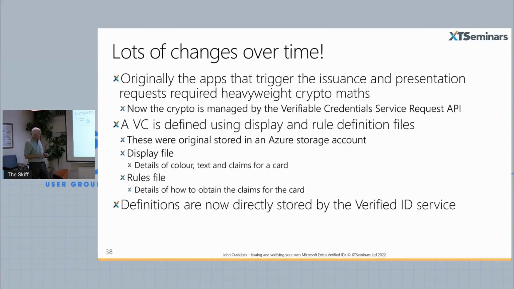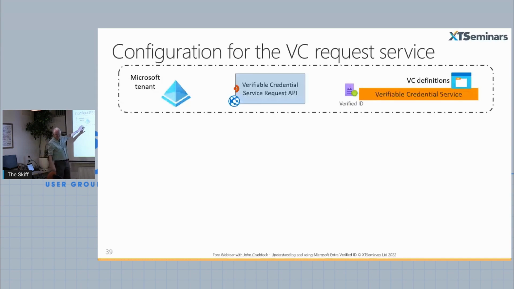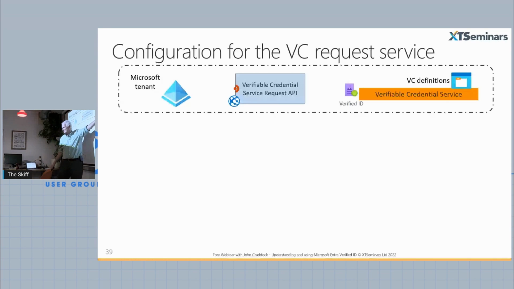So if we look at it, in the Microsoft space, in the Microsoft tenant, you've got a verifiable credential service request API. This is where we request an issuance to be created and a verification to be created. We'll see that shortly in more detail. You've then got the verifiable credential service itself.